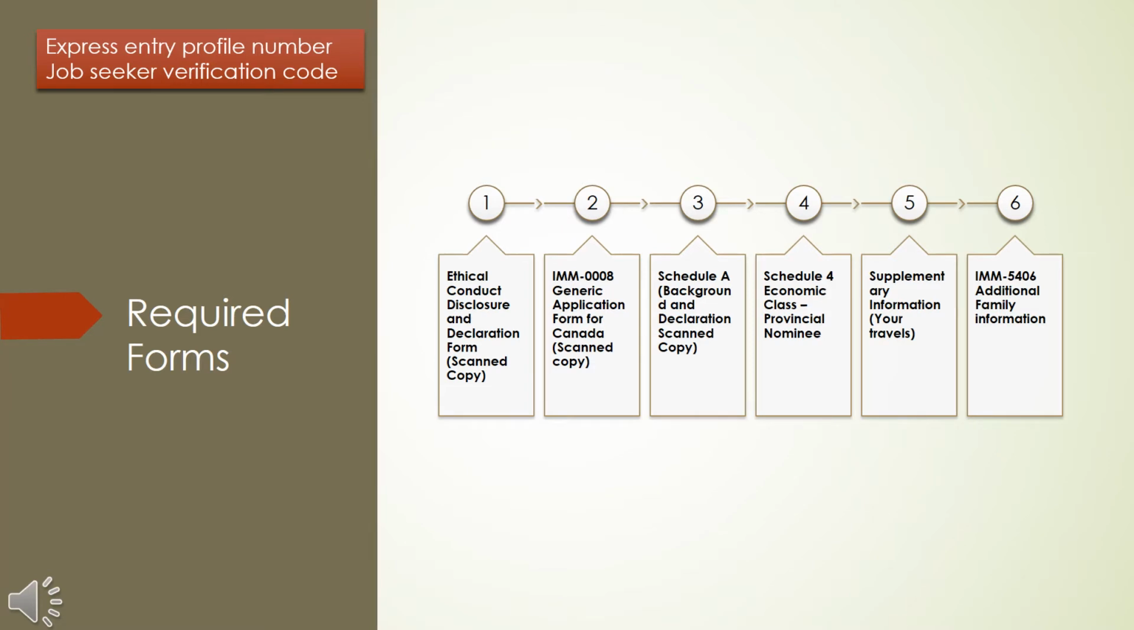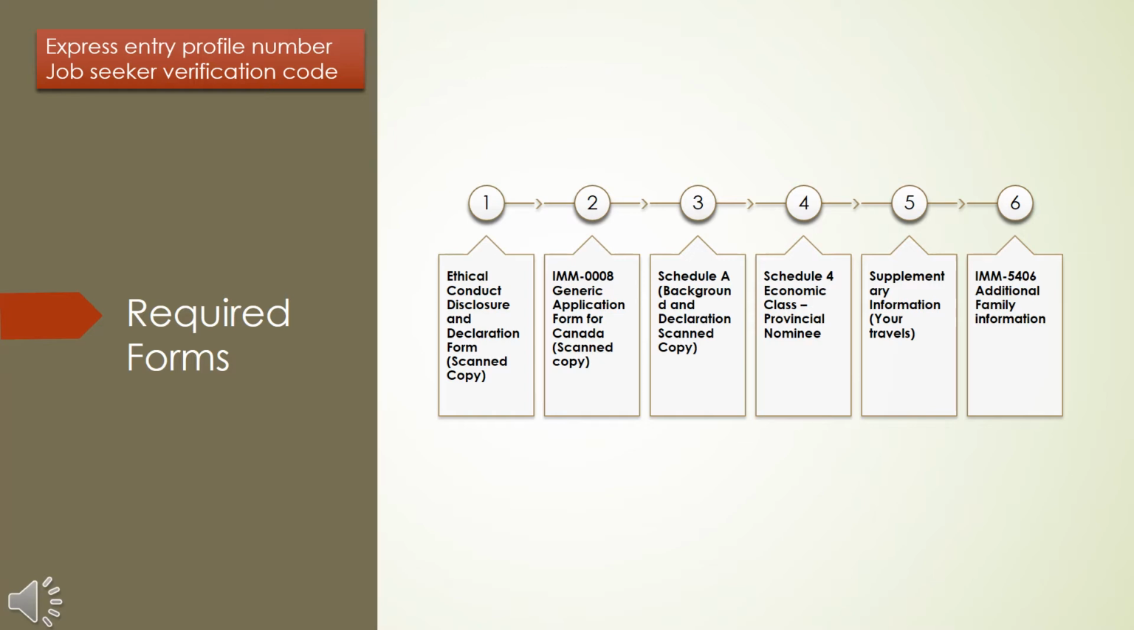Okay guys, I'm going to describe the required documents or the required forms, but before explaining the required forms, you need to have two mandatory things. They are required items to go on: the first is the Express Entry profile number and the second is the job seeker verification code. If you have ever applied to Express Entry, you already know what the job seeker verification code and the Express Entry profile number are.